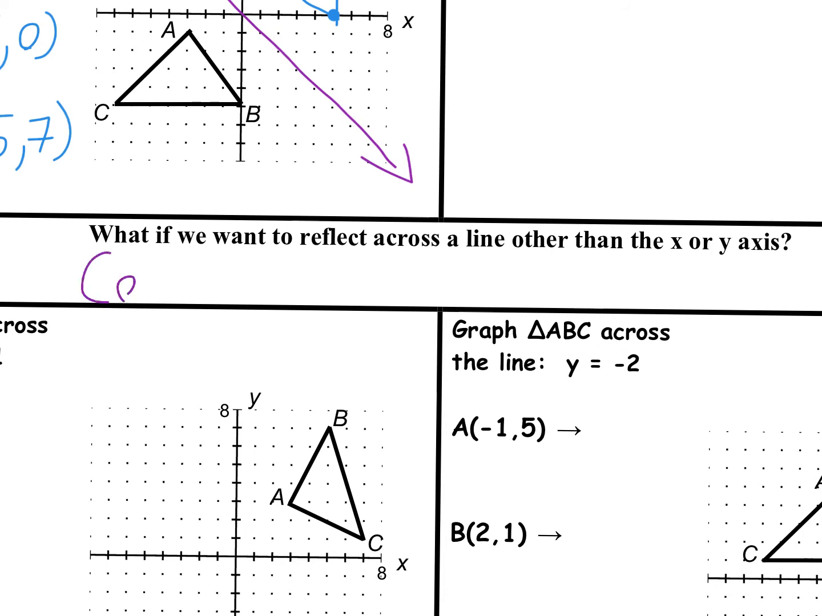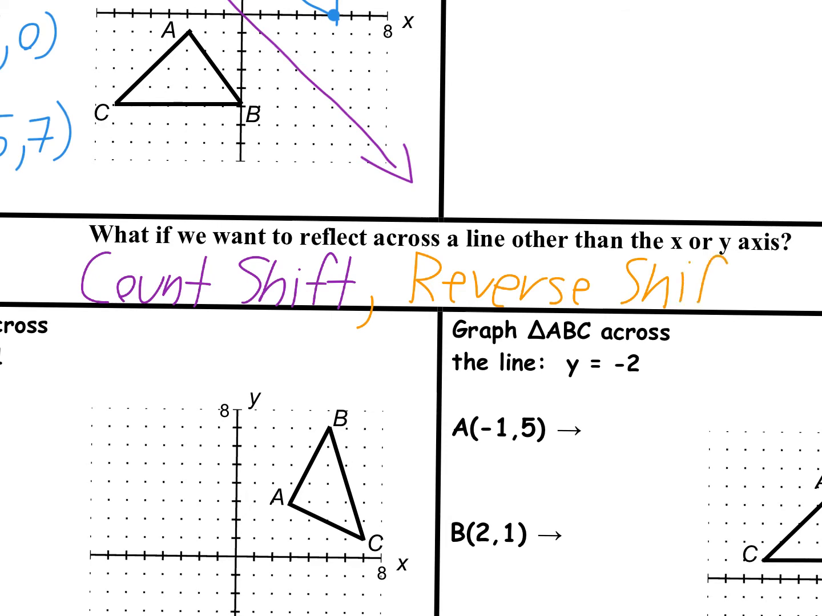Step 1, count the shift. Figure out how far from the line of reflection our points are along the corresponding axis rules. Step 2, reverse shift. Once we figure out how far we've shifted in one direction to give us the original values for the pre-image, we're going to shift in the opposite direction to find the corresponding reflected values. Make a little more sense when we work a problem.